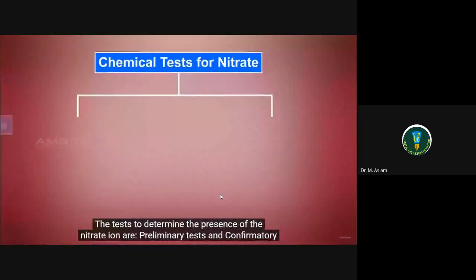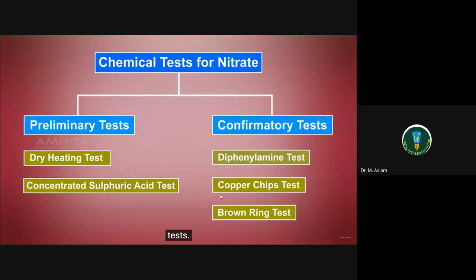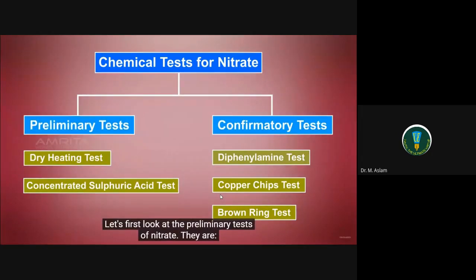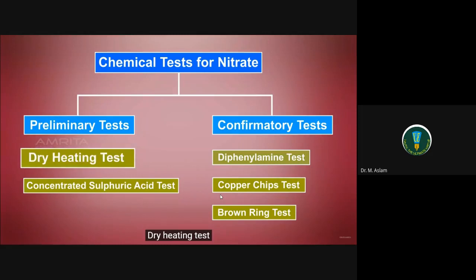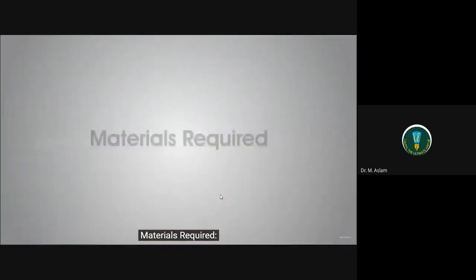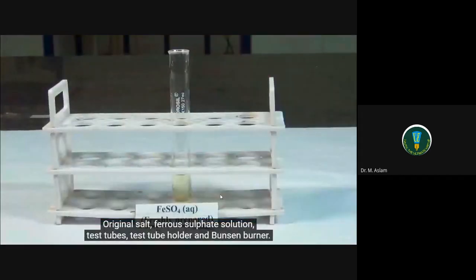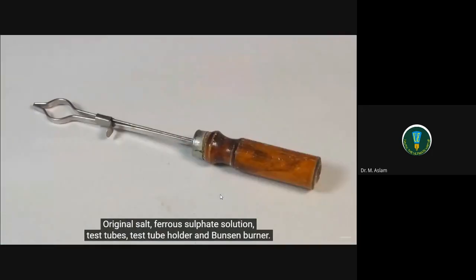The tests to determine the presence of the nitrate ion are preliminary tests and confirmatory tests. Let's first look at the preliminary tests of nitrate. They are dry heating test and concentrated sulfuric acid test. Dry heating test. Materials required: original salt, ferrous sulfate solution, test tubes, test tube holder, and Bunsen burner.